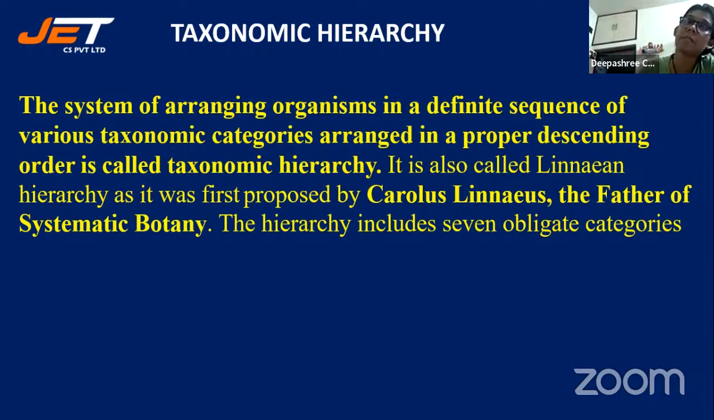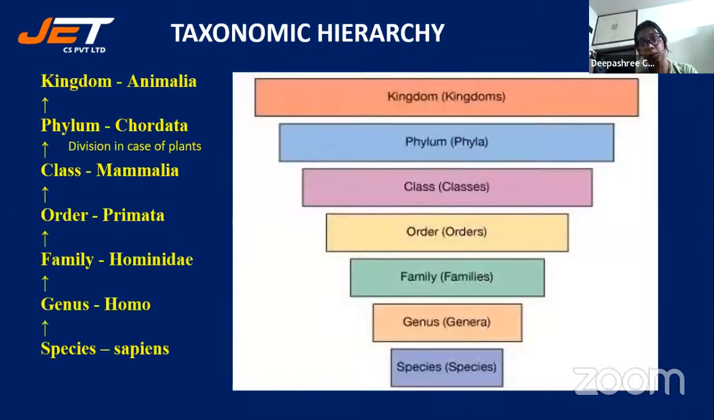So it's the system of arranging organisms in a definite sequence of various taxonomic categories. Actually, it's the system of arranging organisms into taxa in a proper descending order, and we call it the taxonomic hierarchy. It is also called the Linnean hierarchy, and it was first proposed by Linnaeus, who is the father of systematic botany. So it is very important that Carolus Linnaeus is the father of systematic botany, and the hierarchy includes kingdom, phylum, class, order, family, genus, and also the species.